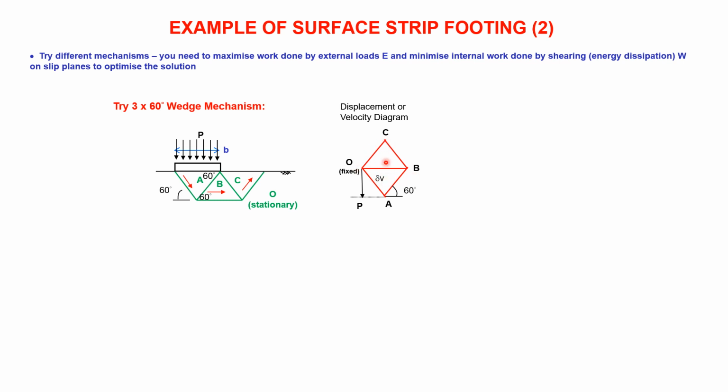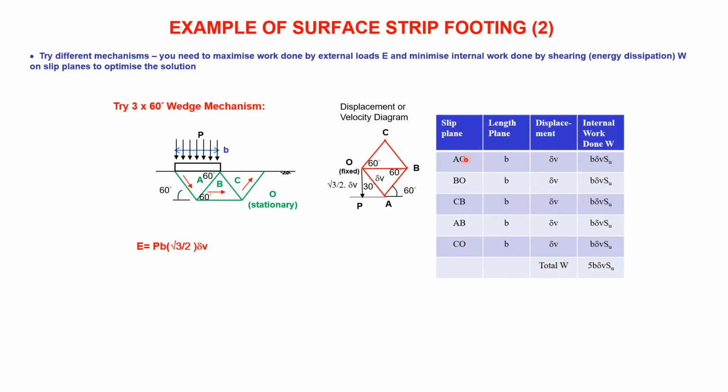You see, all 60 degrees, equilateral triangles here, just like there. It's not very well drawn, actually, is it? So if that's delta V, this will be root 3 over 2 delta V. And all those angles are 60, apart from that one there, that's 30. External work done is P multiplied by B, the breadth, multiplied by the vertical displacement.